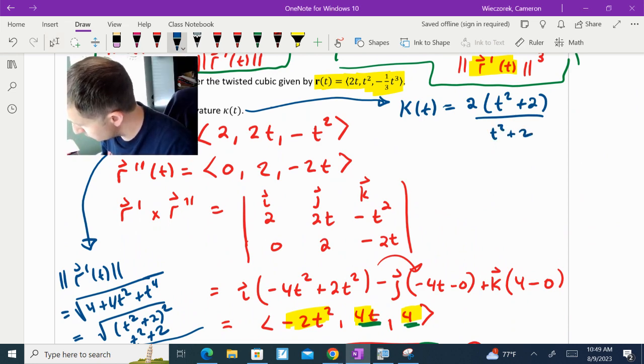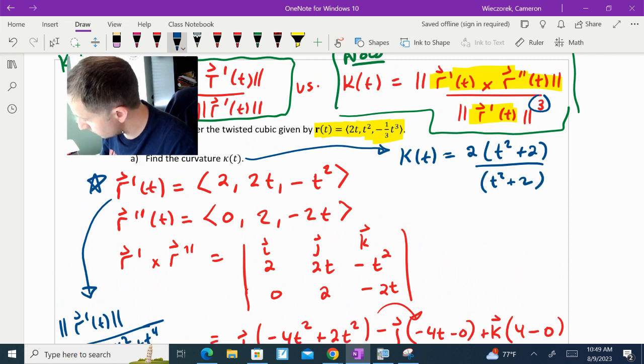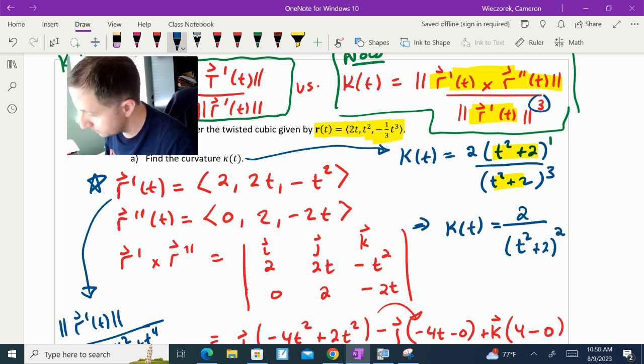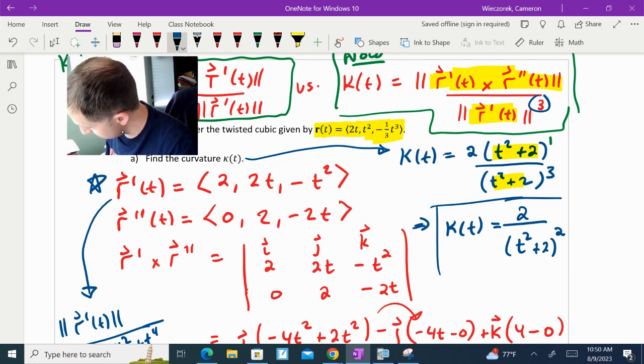And don't forget, look at your exponent. We have to cube that. So we have a power of 1 on top and a power of 3 on the bottom with the same base, the base being t squared plus 2. So subtracting those exponents, 1 minus 3 would be negative 2. So my curvature ends up being 2, and I'm going to move the negative exponent to the denominator, divided by quantity t squared plus 2 squared. Okay, so that's my curvature function.